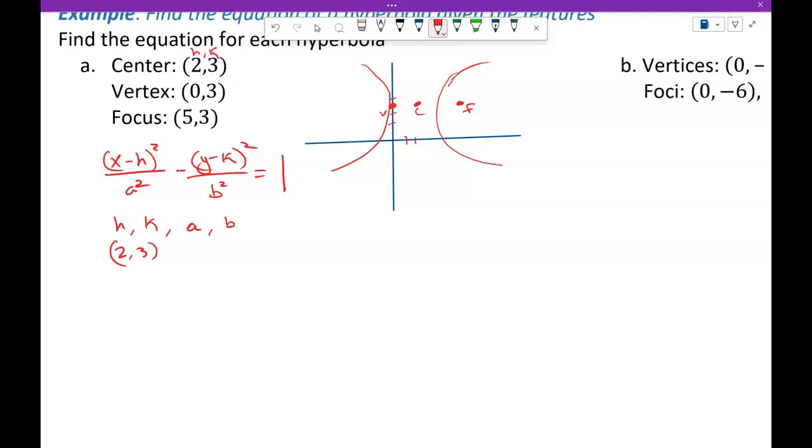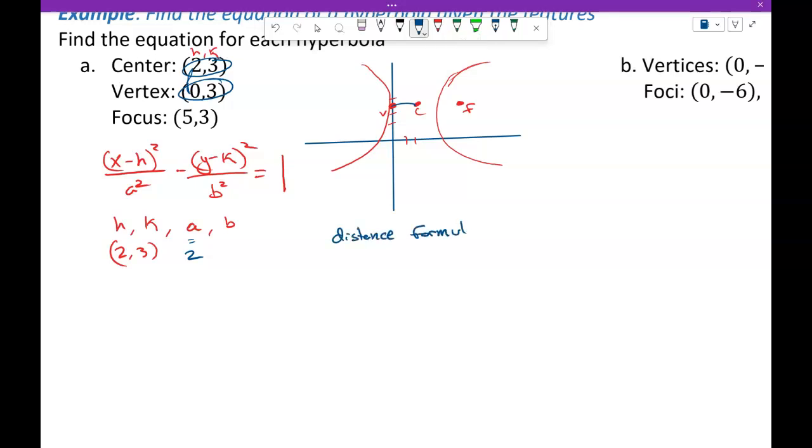Then we want to find a. A is from center to vertex. So since our center's at 2, 3, and our vertex is at 0, 3, those two units have a distance of 2. So a equals 2. If you had some different points that were a little bit further apart or harder to calculate, you could use the distance formula.